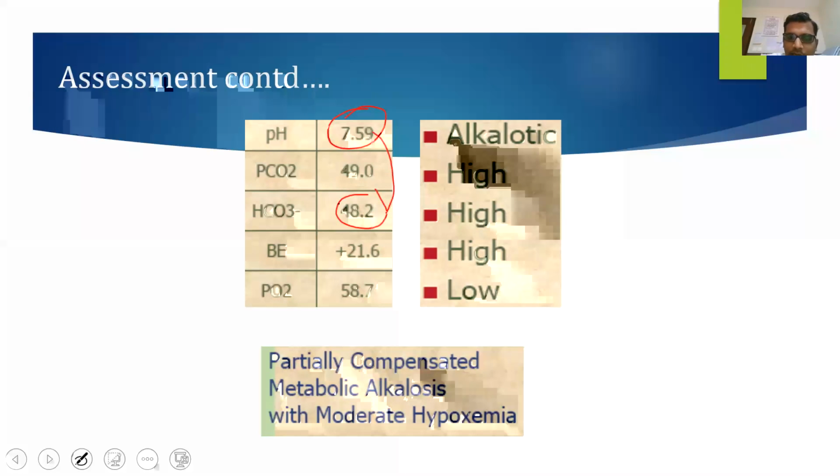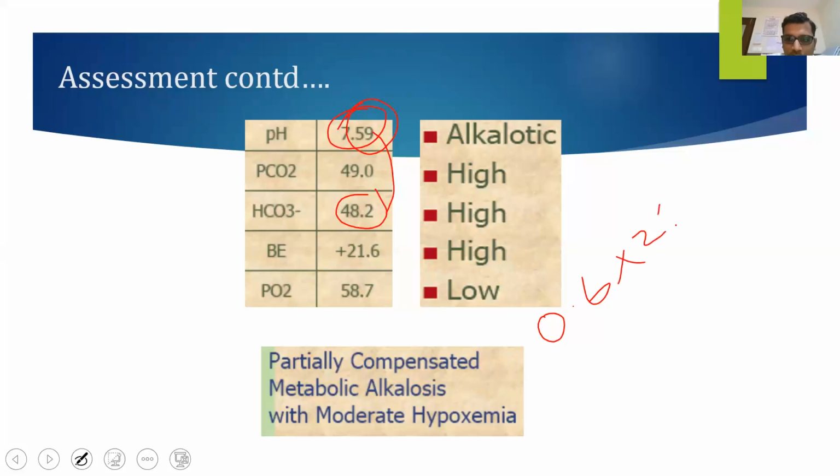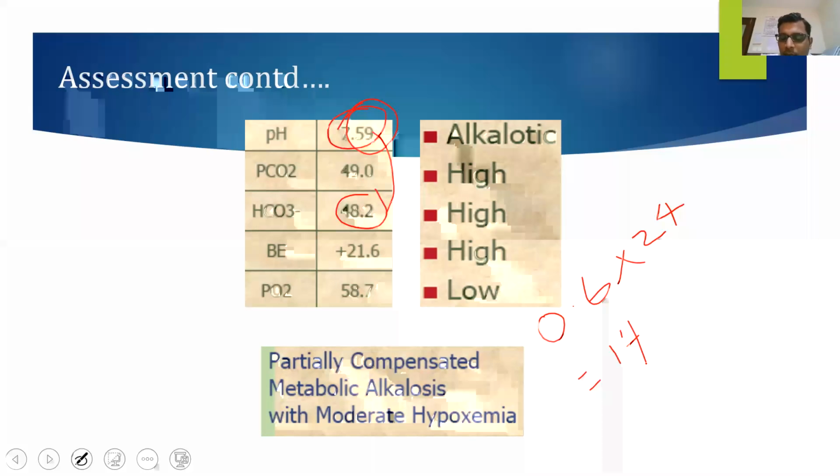So what will be the compensation in metabolic alkalosis? As we discussed, the easiest way again would be to look at the last two digits of the pH. So in a primary metabolic alkalosis, had it been full compensation, the CO2 would have been 59. Or you can calculate it as 0.6 into the change in bicarbonate. Here from 24 it has moved to 48, so the delta bicarb is 24. 24 into 0.6 will be the expected change in the CO2, which is roughly 14 or so. So the CO2 ideally would have been above 55, but the CO2 is only 49. So it is partially compensated metabolic alkalosis.